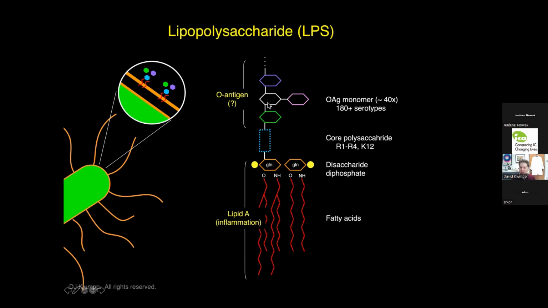So this carbohydrate structure can be quite large. It's composed of repeating units of a few sugars, from 2 to 6 sugars, which can have different patterns of branching, different composition. But this repeating unit gives rise to many different types, serotypes as we call them, of E. coli, over 180. The function of this O antigen is not really known, although I will show you one thing that it does in a few minutes.